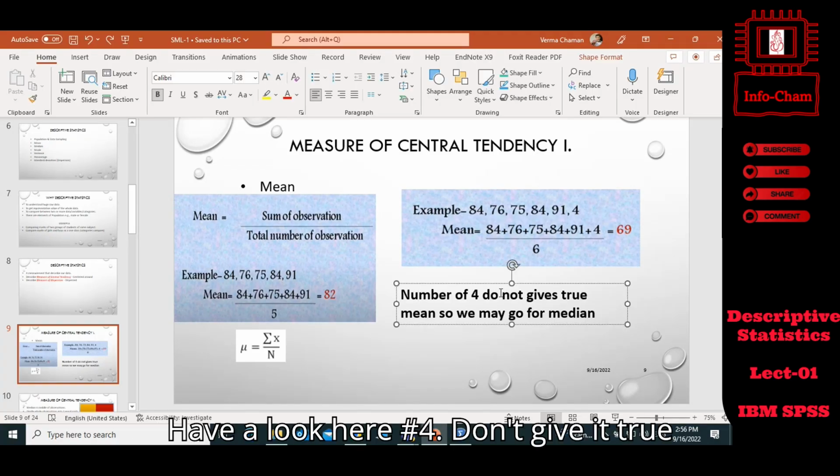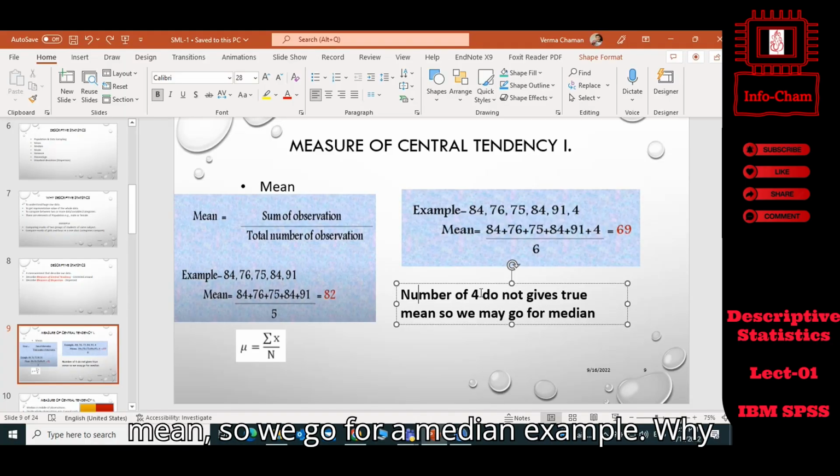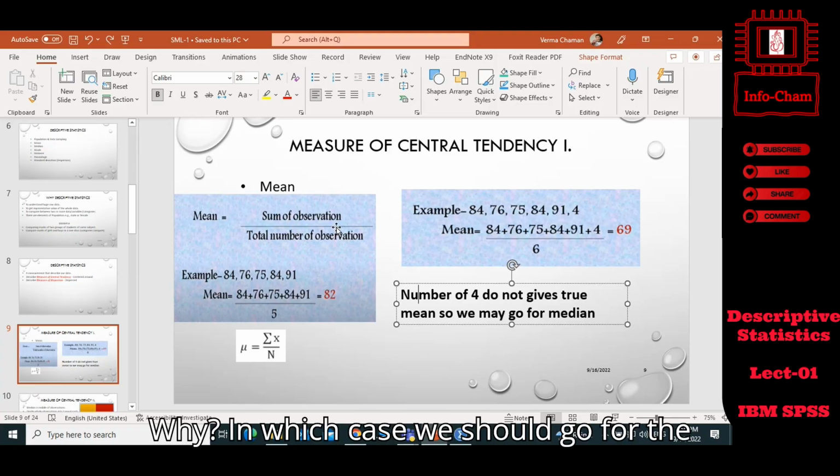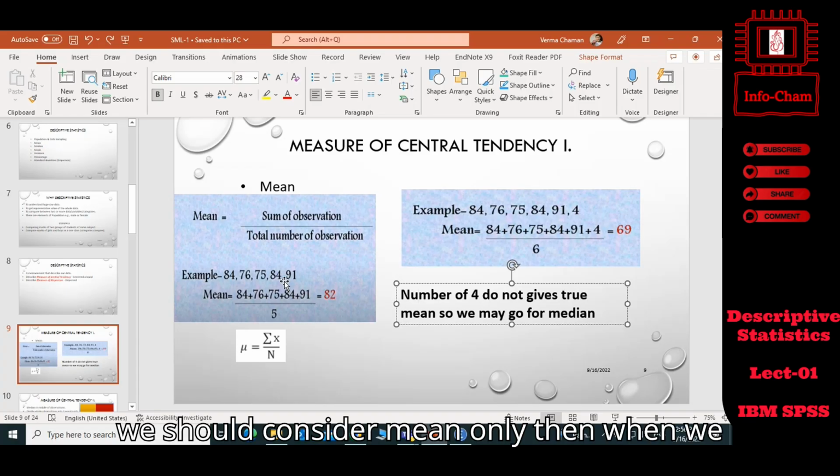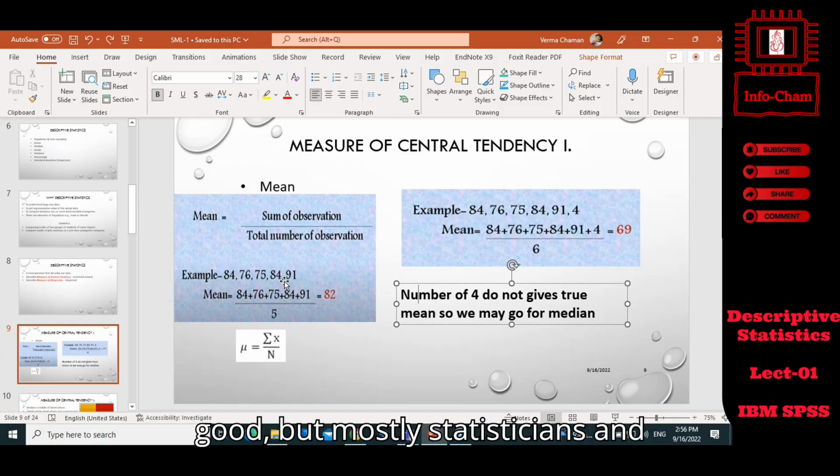Have a look here. Number 4 doesn't give a true mean, so we go for the median. Why should we not use the mean, and in which case should we go for the median? See here, in this case, 84 is here, and again 84 is here. It is a repeated entity. So we should consider the mean only when we have no repetition. It is good, and mostly statisticians and data engineers use it. Not a problem, but if you want accurate results, you should avoid repeated values in that case.